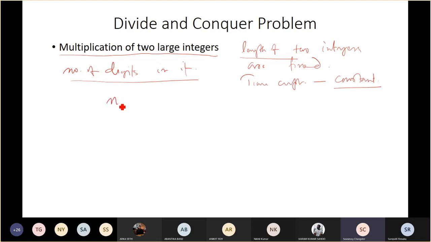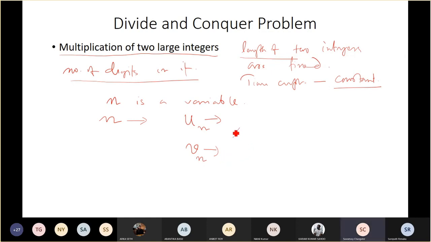But when this n is a variable, then what will happen? That means we want to multiply two integers of length n. Let both be of length n. It can be n cross m, so that is not a big problem. But here, for simplicity, we are considering both the integers are very large and the length is a variable n. Now, let u and v be two long integers of length n, where n is very large.